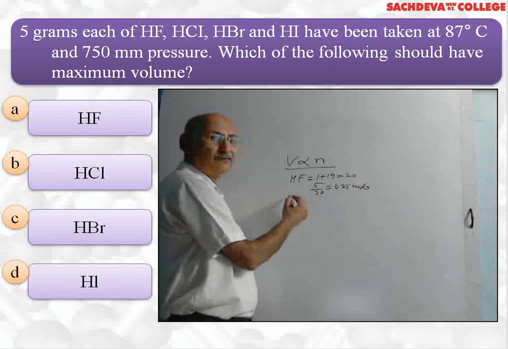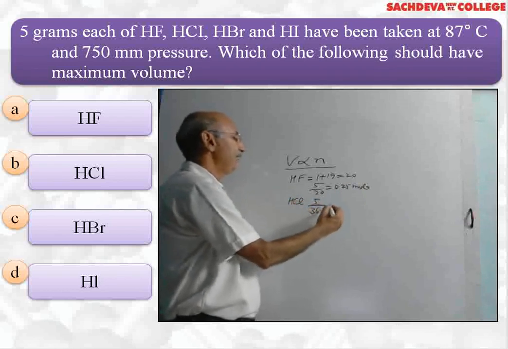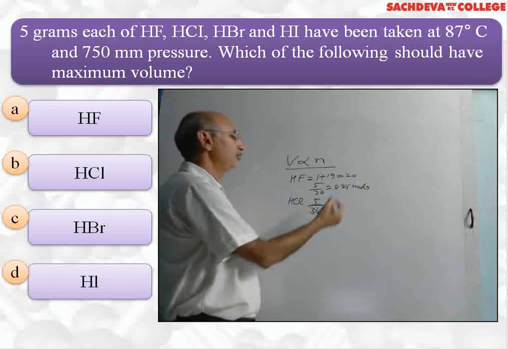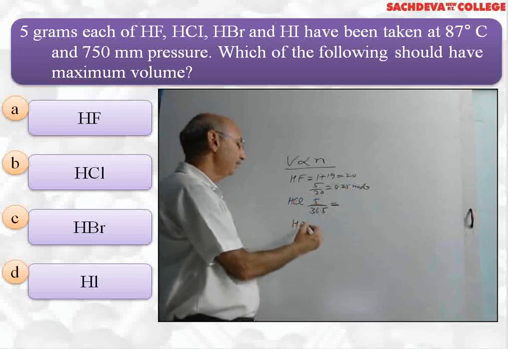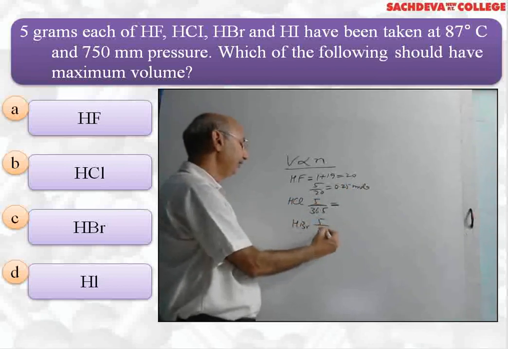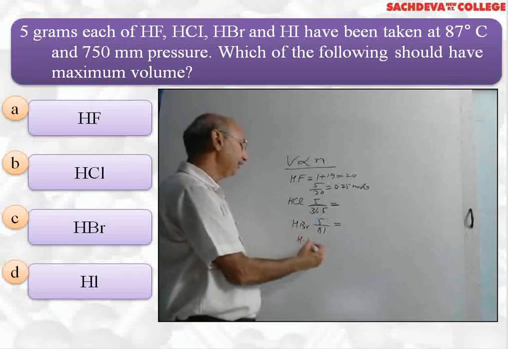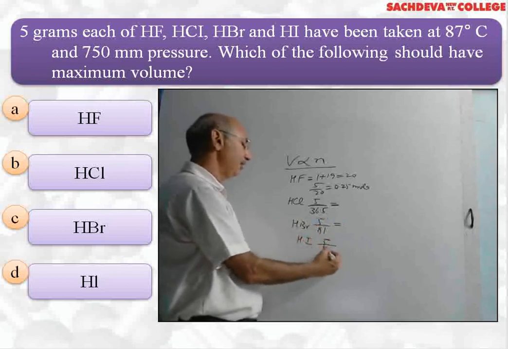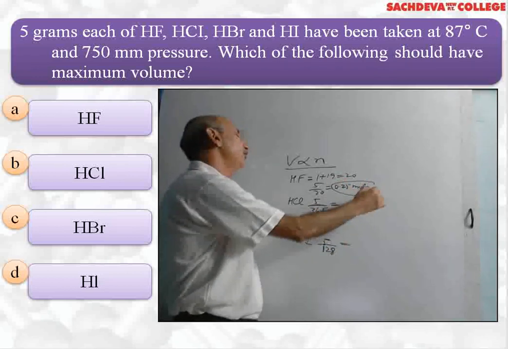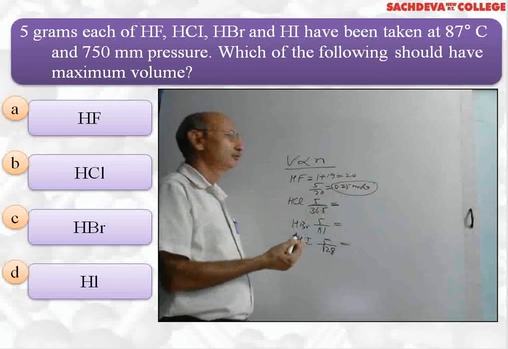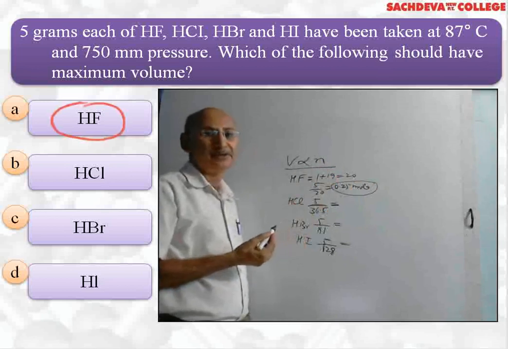In case of HCl, 5 will be divided by 36.5 and this value will come out to be less than 0.25. In case of HBr, 5 will be divided by 81. This value will come out to be even less. And in HI, 5 will be divided by 128, which will be least. So maximum number of moles will be of HF. So maximum volume will be of HF. Correct answer is A part.